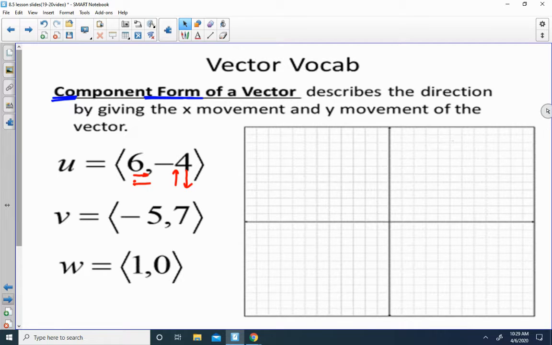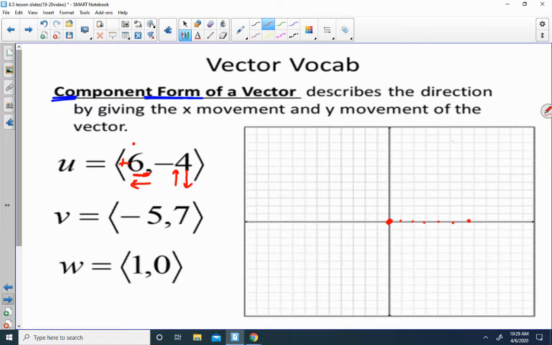So let's say we need to specifically draw vector u. I'm going to go ahead and start here. The 6 is going to tell me to move left or right. And instinctively, since the 6 is positive, your gut is probably telling you, I should go to the right 6 units. 1, 2, 3, 4, 5, 6. It's kind of hard to see the XY graph in this plane, so just bear with me on that. So 6 units to the right, because that's 6 units in the positive direction.